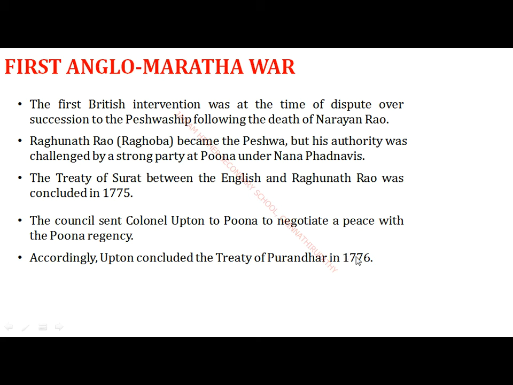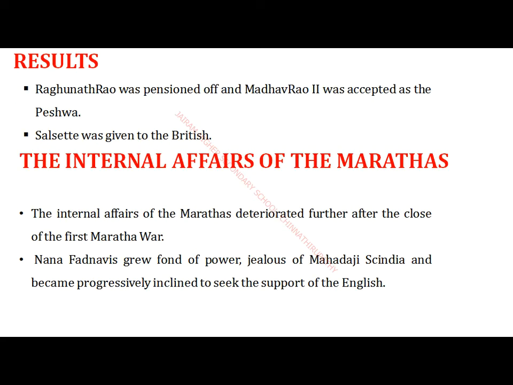After the Treaty of Purandar, the Treaty of Salbai was signed between the Britishers and whom? Mahadaji Scindia. Okay, children, these all took place under the First Anglo-Maratha War. And see next, what results took place after the First Anglo-Maratha War. Raghunath Rao was pensioned off. By whom? By the Britishers.